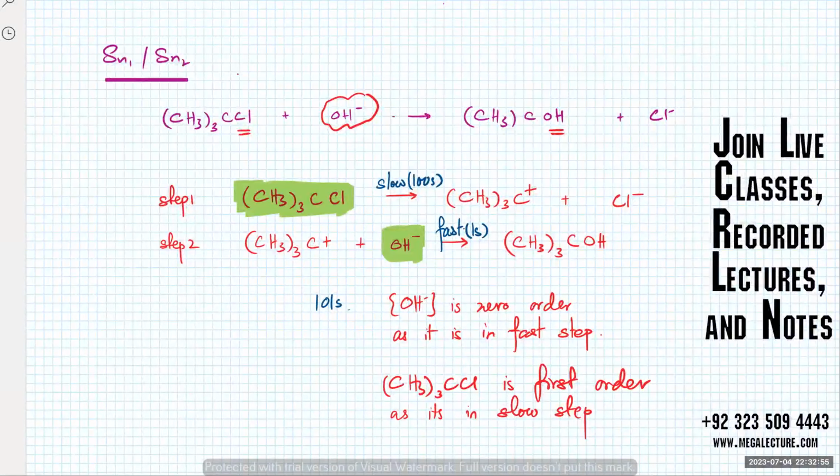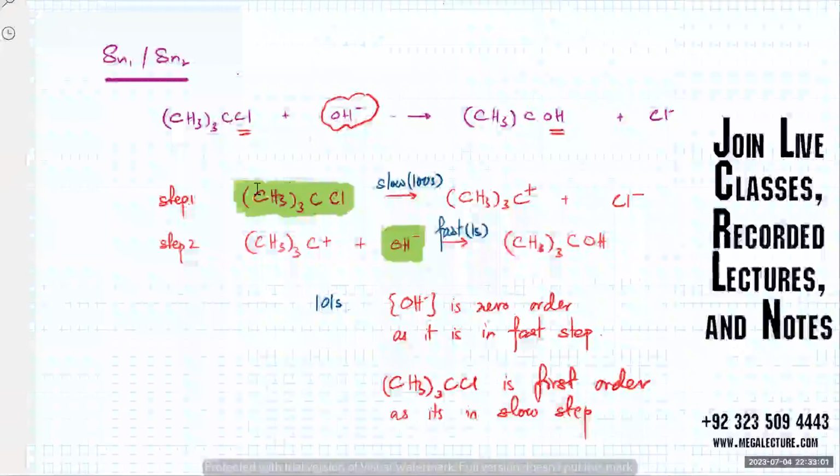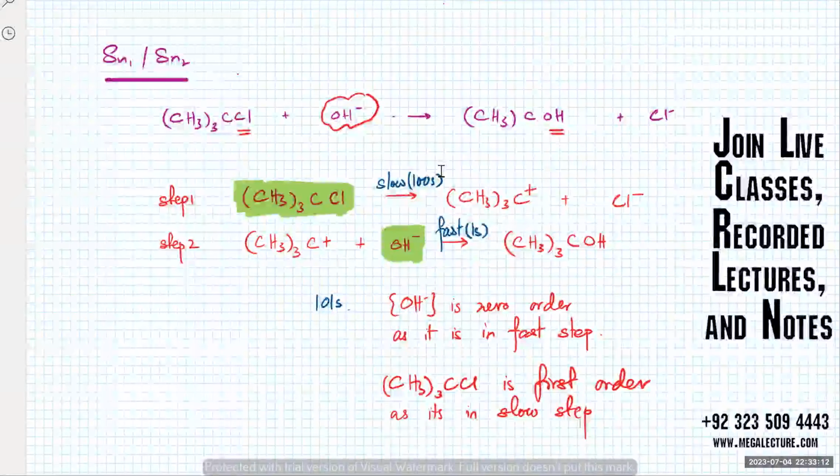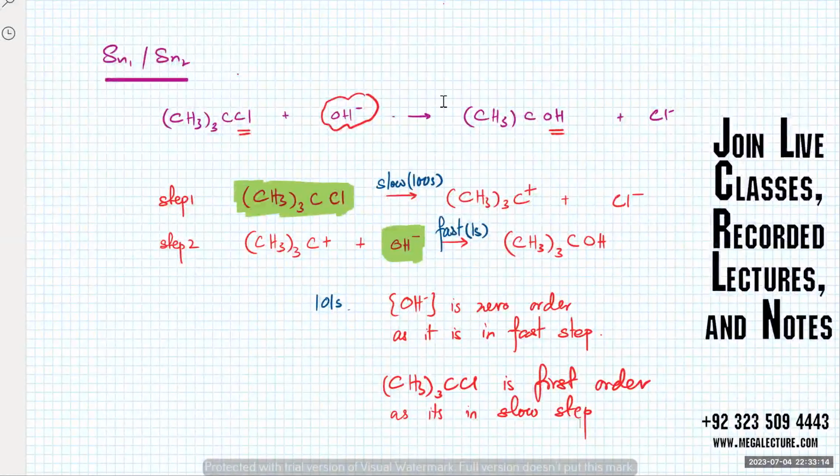So it's in the slow step. The point is that if I increase the concentration of this one, the slow step will speed up. So let's say I double the concentration of the halogenoalkane. So the slow step now takes 50 seconds. It's sped up twice as much. So now the overall speed of the reaction is going to be much faster.